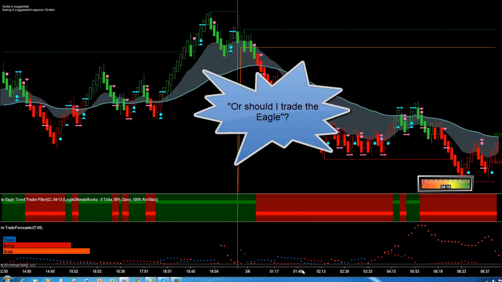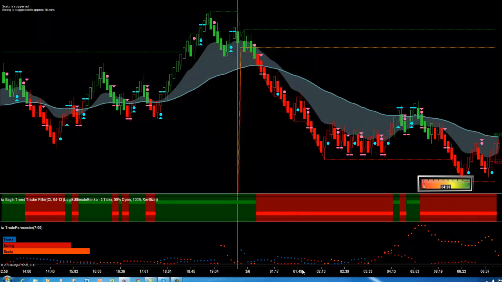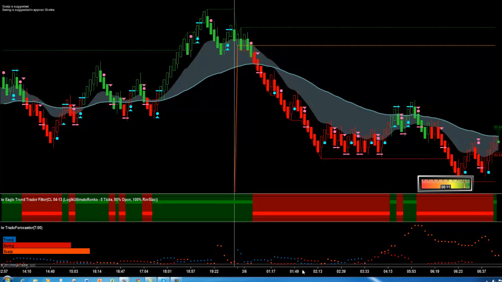Then you might wonder, what is the best time of day for each signal generator? Maybe it's at the open. Who knows? Maybe it's even during lunch, or it could even be 60 minutes before the closing bell. Trade Forecaster is a complete analytic tool which can help answer these questions for you.